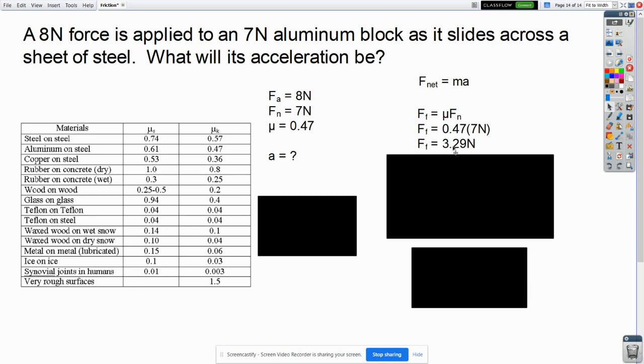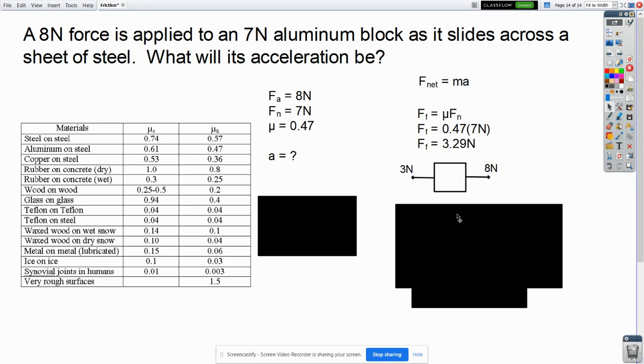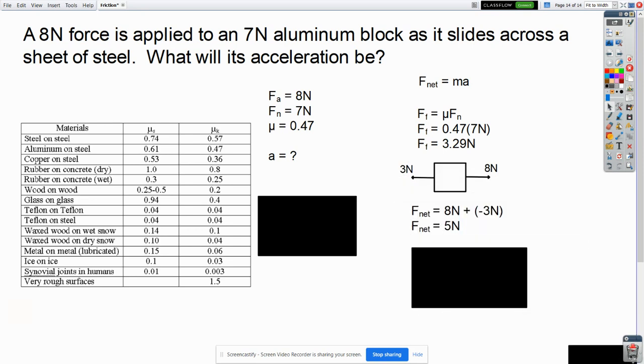Now that we know the force of friction, and we have an applied force, we can figure out what the net force is that's acting on the object. I have an 8 newton force going off to the right, that's positive 8 newtons. A 3 newton, that's our friction, and I just rounded it to 3, going off to the left, that's negative 3. 8 plus negative 3 is 5 newtons. We have a 5 newton net force.